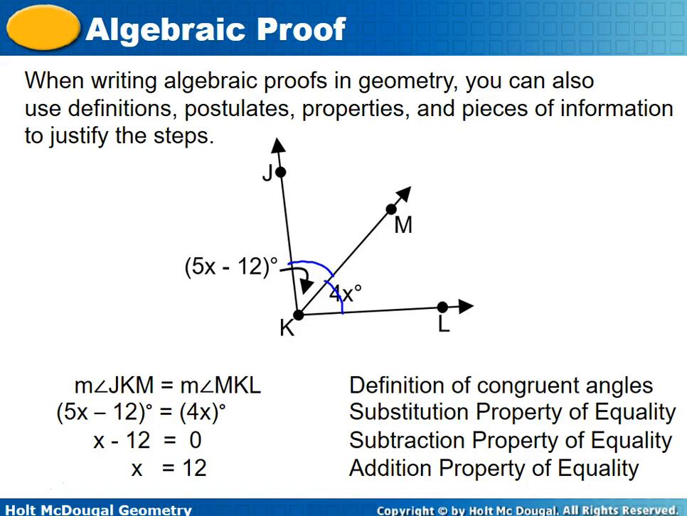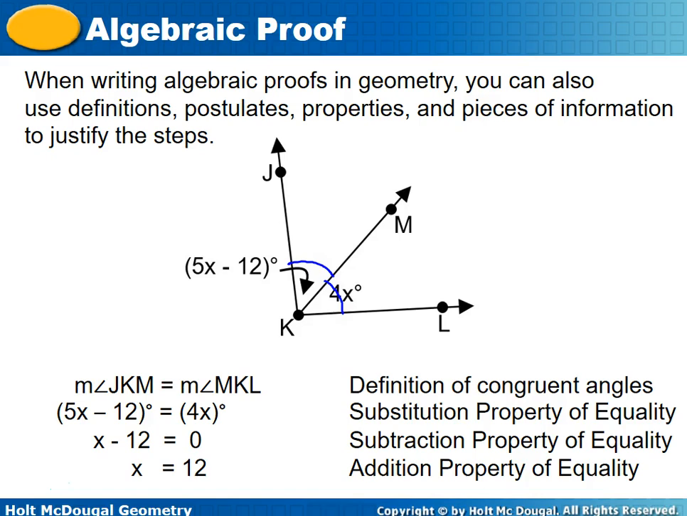So our next one here says, when writing algebraic proofs in geometry, you can also use definitions, postulates, properties, and pieces of information to justify the steps. In this drawing, I see that these two angles are congruent to each other. Now, if this problem said at the beginning of it that angle JKL was being bisected by KM, then I could have also put those arcs there.